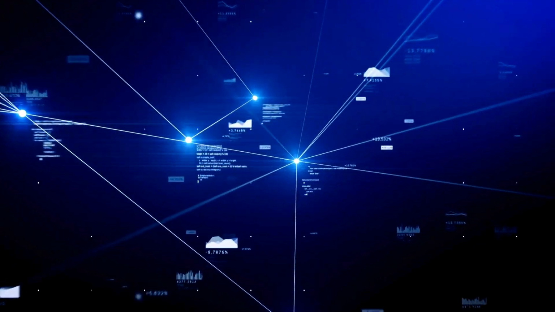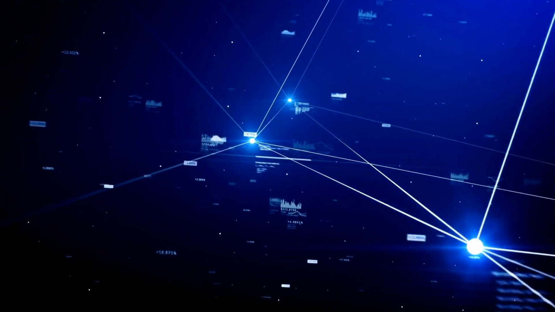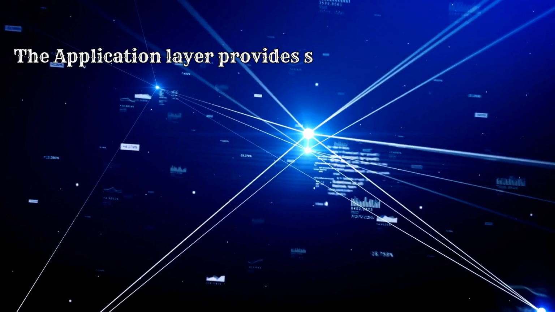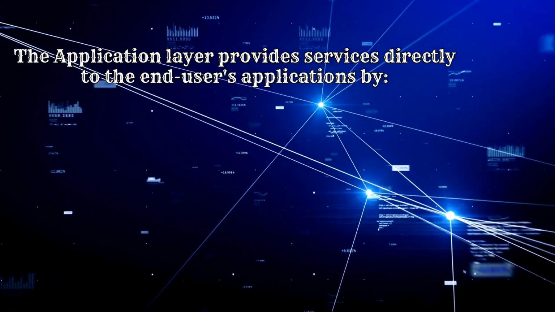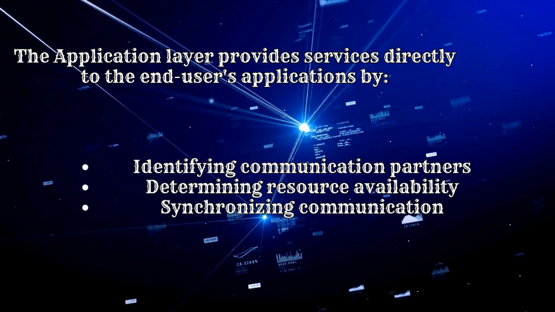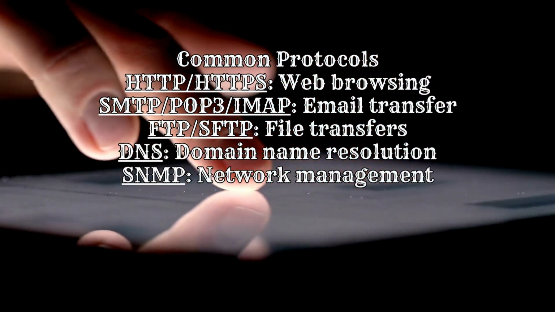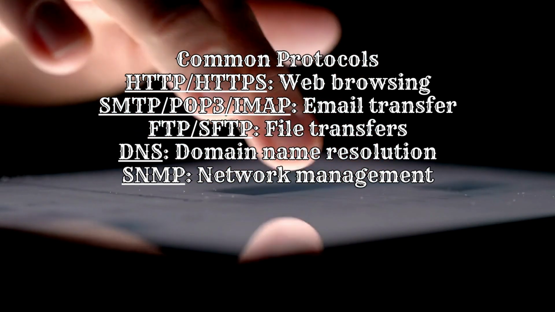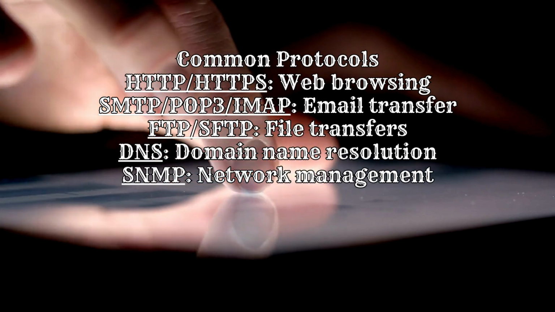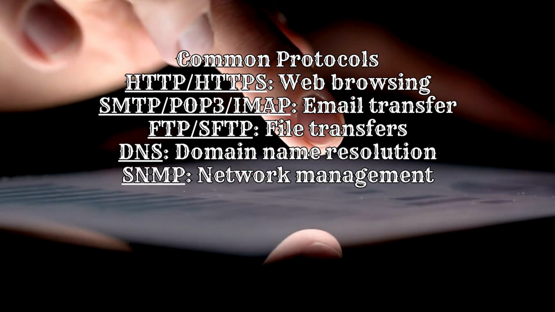Despite its name, this isn't where your actual applications like Chrome or Outlook live. Instead, it's where those applications interface with the networking processes. The application layer provides services directly to the end user's applications, identifying communication partners, determining resource availability, and synchronizing communication. Here's an example. When you open your web browser and type www.google.com, the application layer is what recognizes this as a web address and knows to use HTTP or HTTPS to retrieve the web page.